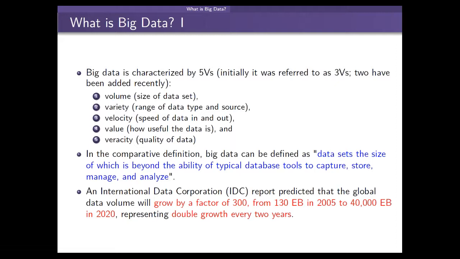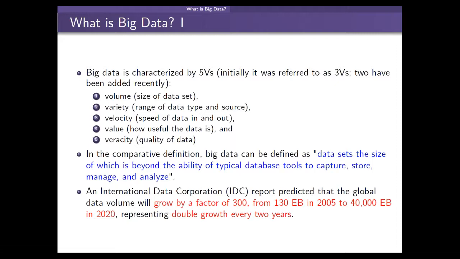At present, big data is characterized by 5 V's. If you go back a couple of years, big data was characterized by only 3 V's, the first 3 V's that I have mentioned here. At present, big data is characterized by 5 V's. The first V is volume. Volume means the size of the data. We have a large amount of data. This is one of the characteristics of big data.